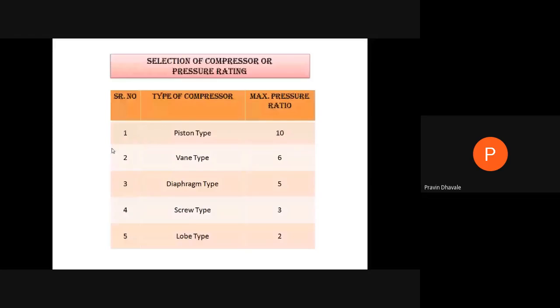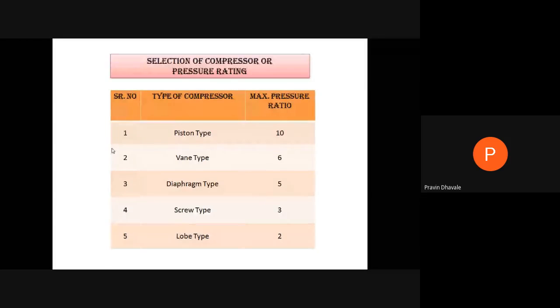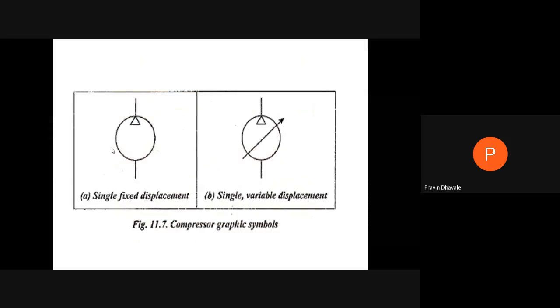This is the chart which shows the maximum pressure ratio. This is the symbol, showing symbolically how we will represent the compressor.